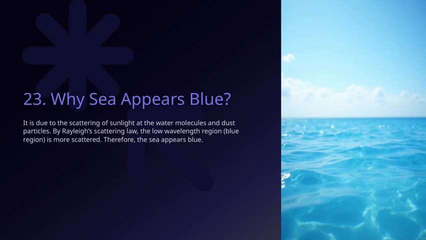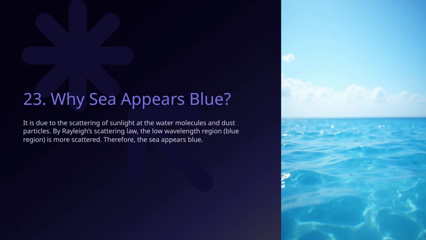The reason the sea appears blue has to do with how sunlight interacts with the water molecules and dust particles in the atmosphere. When sunlight enters the water, it doesn't just pass straight through. Instead, it gets scattered in different directions. According to Rayleigh's scattering law, the shorter wavelengths of light, like blue, are scattered more than the longer wavelengths, such as red or yellow. This means that the blue part of sunlight is scattered more widely throughout the water, giving the sea its characteristic blue color.